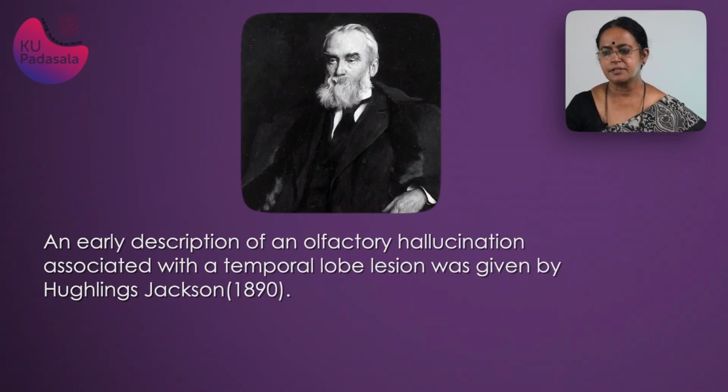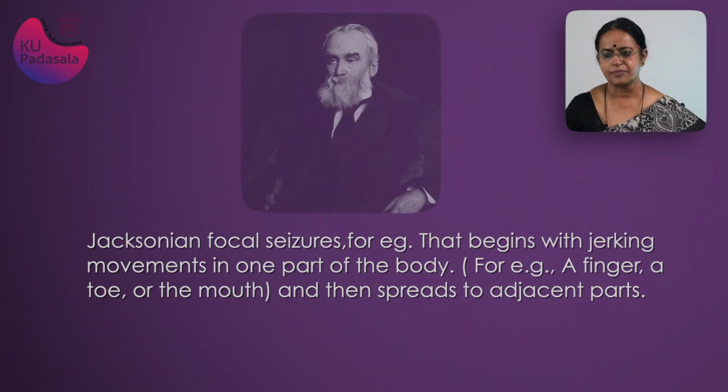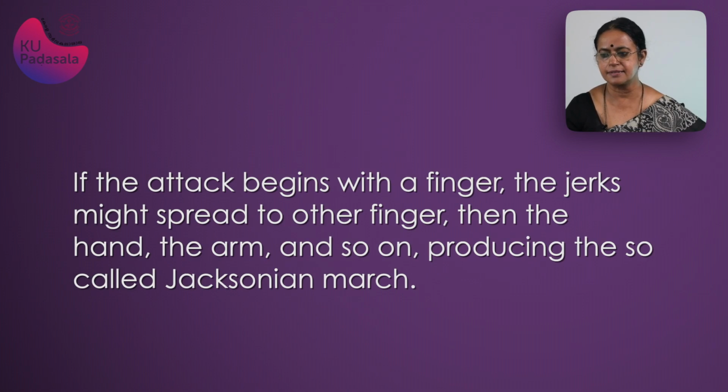An early description of an olfactory hallucination associated with temporal lobe lesion was given by Hughlings-Jackson in 1890. Known as Jacksonian focal seizure, it begins with jerking movements in one part of the body, for example, a finger, a toe, or the mouth, and then spreads to adjacent parts. If the attack begins with the finger, the jerks might spread to the other fingers, then the hand, the arm, and so on, producing the so-called Jacksonian march.